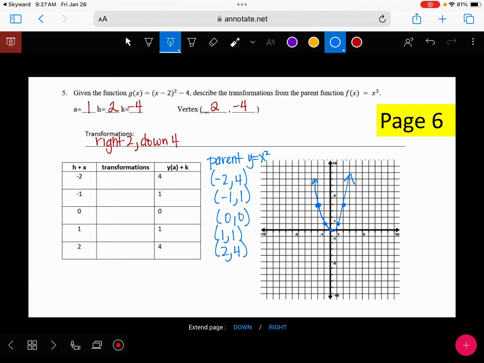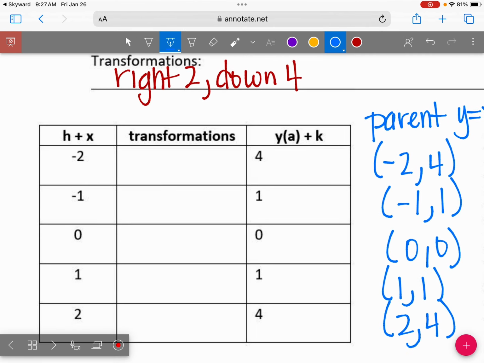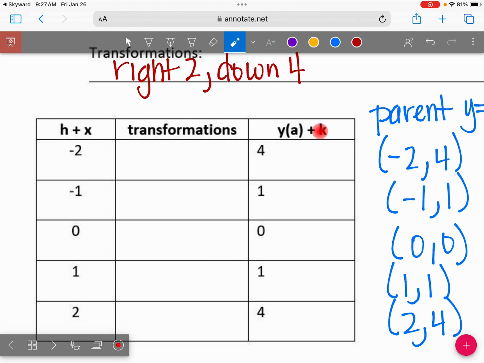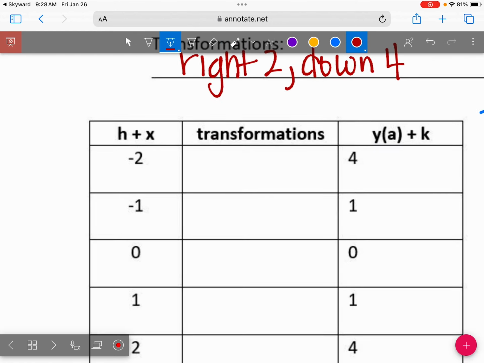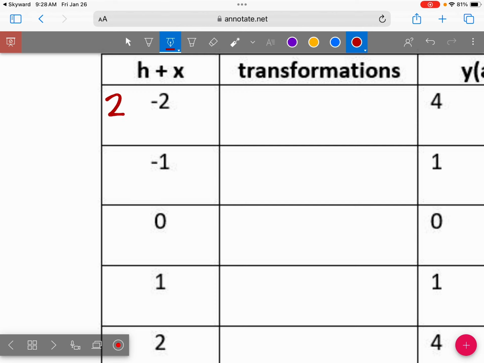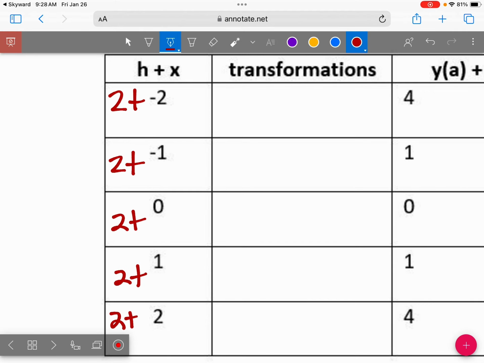Now, when you apply a transformation, you see how we have this at the top of the table? You always take your H and add it to X. And then you take your Y, multiply it by A, and add K. So what did we say H was at the beginning? What is H? 2. So what I want you to do is pick up your calculator. But before you do that, I want you to go ahead and write this out. Write 2 plus all the way down. Because H is 2. So go ahead and pick up your calculator and give me these 5 numbers.